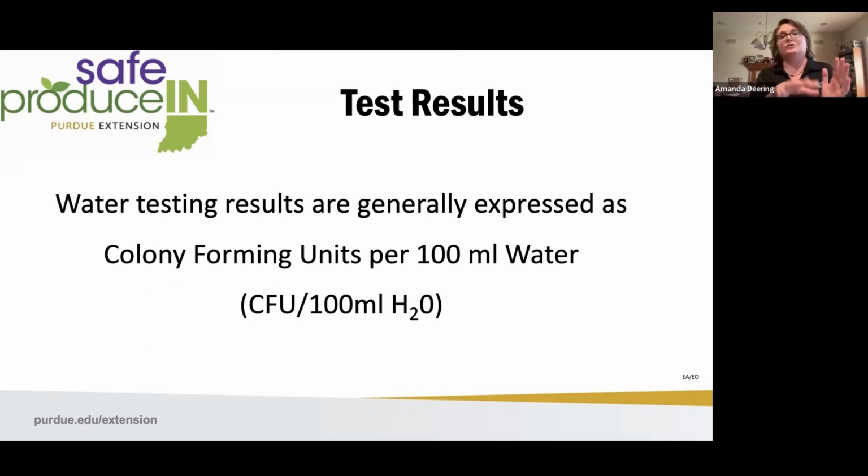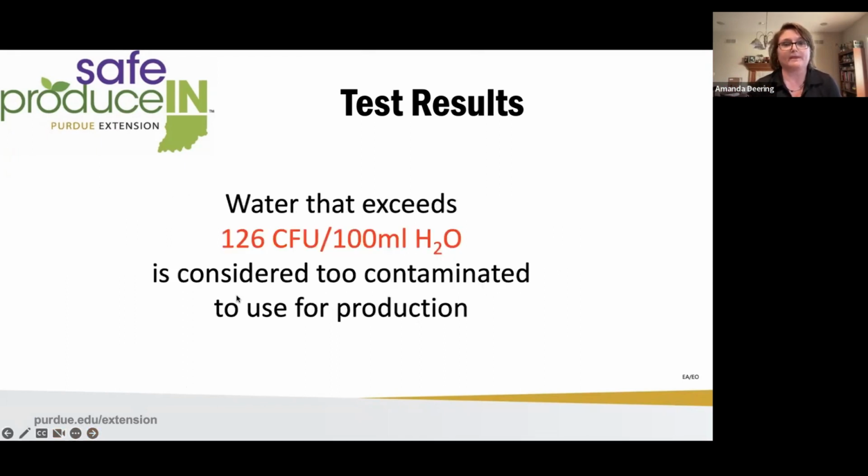And those tests are even cheaper, the presence or absence tests. So you don't need to have an actual number. So some people only do that. They're like, well, I don't care what the number is. If I get E. coli in my well, I'm going to shock it. I'm going to retest. So presence, absence is fine. So it just depends on what information you want. But if we have irrigation water that is above 126 CFU per 100 mils of water, it is considered too contaminated to use for production.